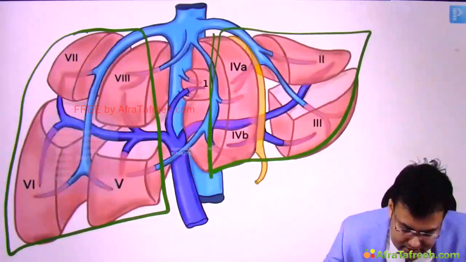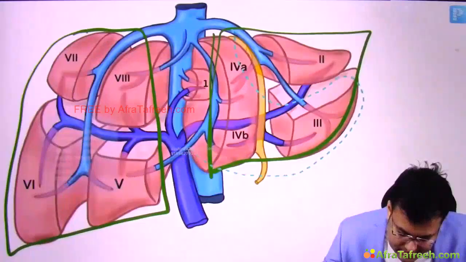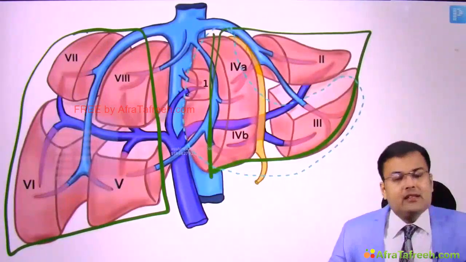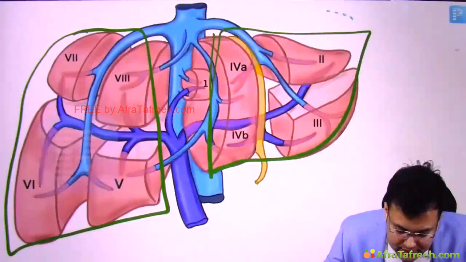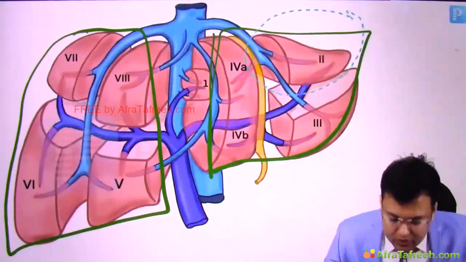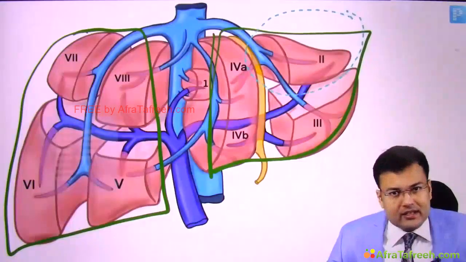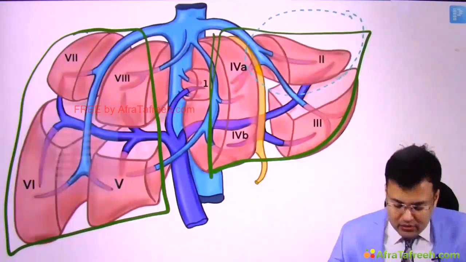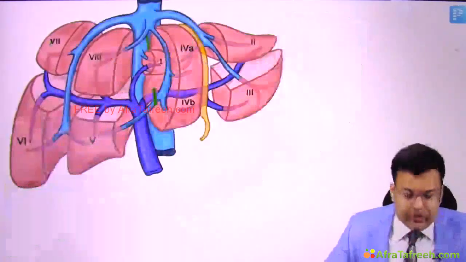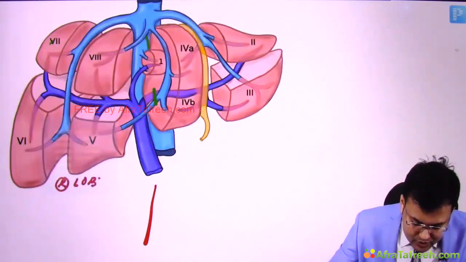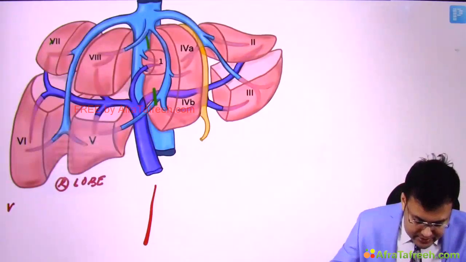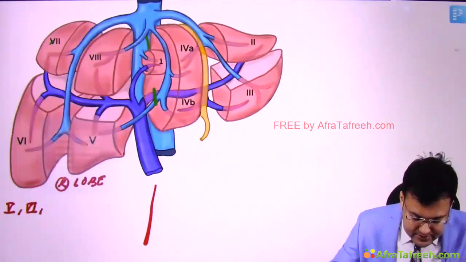If we see this left anterior sector, this left anterior sector contains segment 3 and 4. 4 means 4A, 4B. And you see the left posterior sector is the only sector which contains single segment. Clear? So see the important points. So here you can see in the right lobe, what are the segments included? It is 5, 6, 7 and 8.